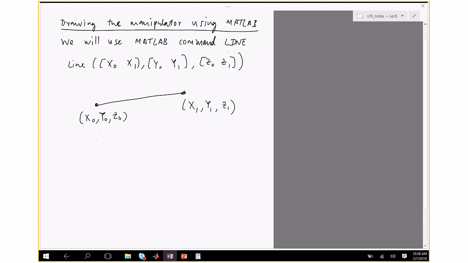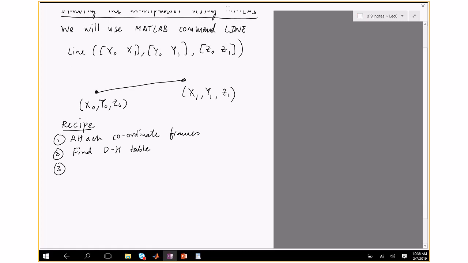So the recipe is as follows. It borrows from what we've done so far. One is assign attached coordinate frames, which we've done. Two, find the DH table, which we've also done. And then the third step is compute A10, A20, A30, and so on. Okay, so we get the transformations from 3 to 0, 2 to 0, and so on.